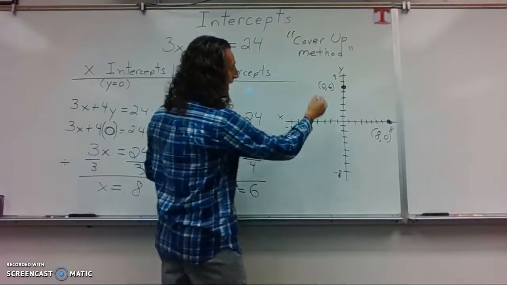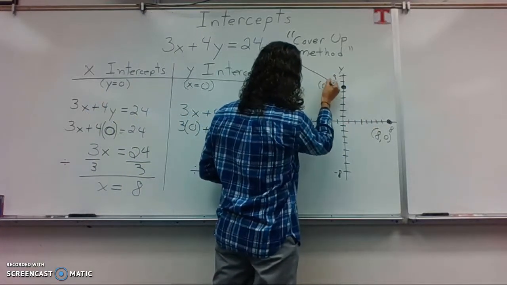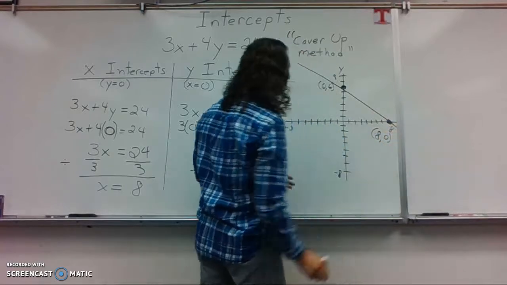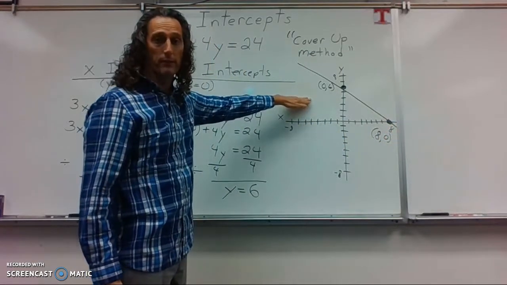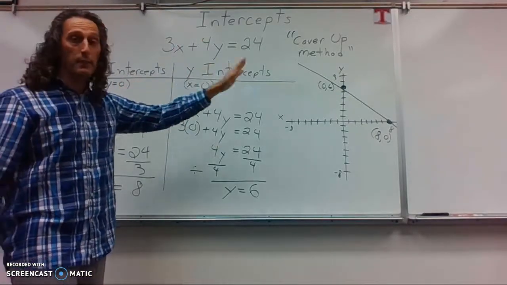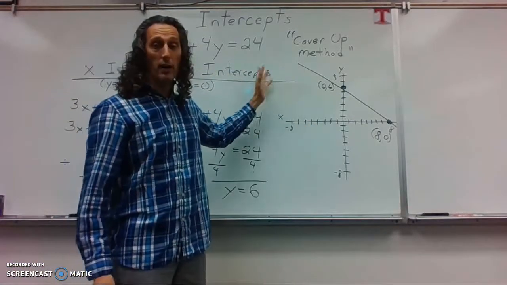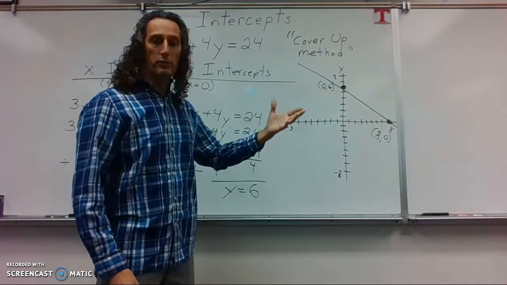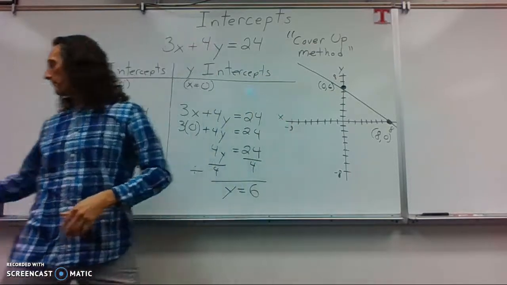But we have our 2 points. Draw your line. That's your answer right there. And it's much less than having to do this 3 separate times and make 3 dots on the graph as you do with the table method.